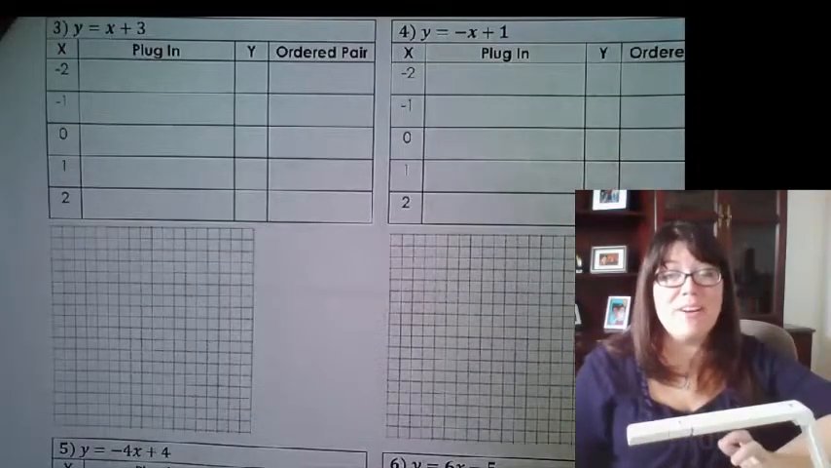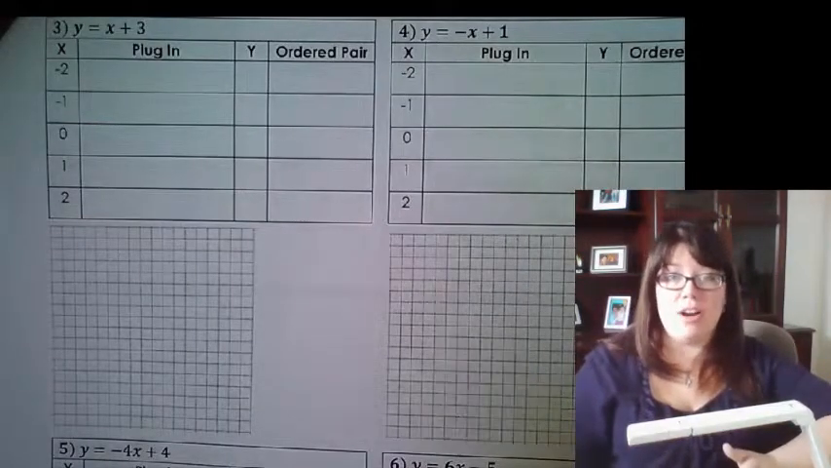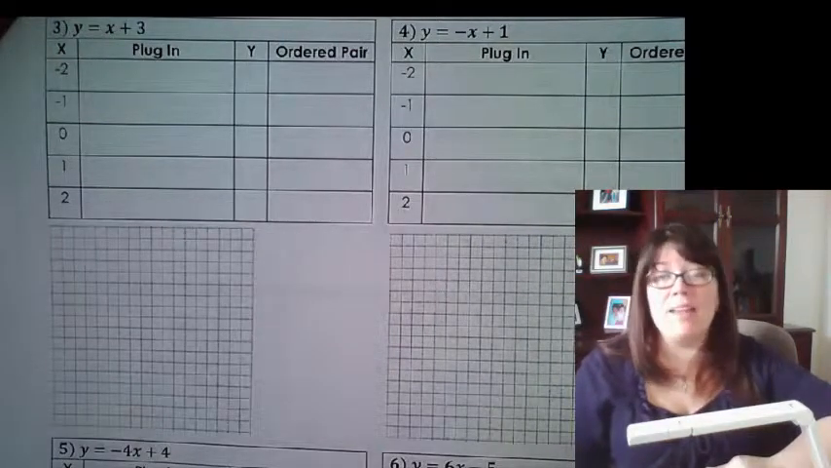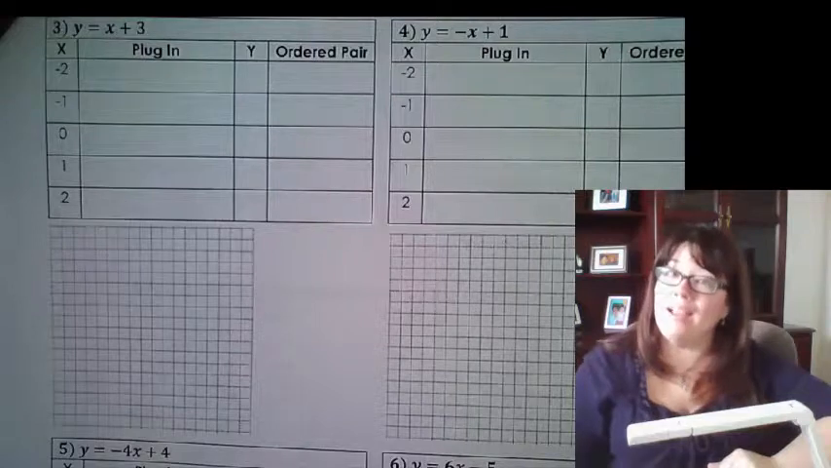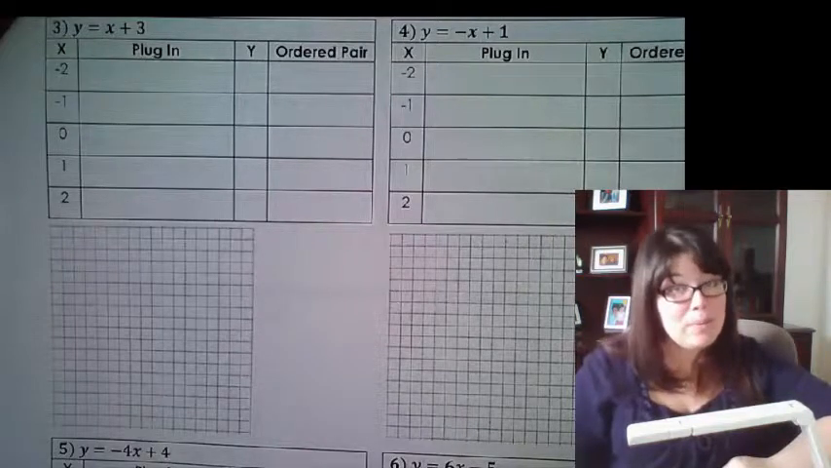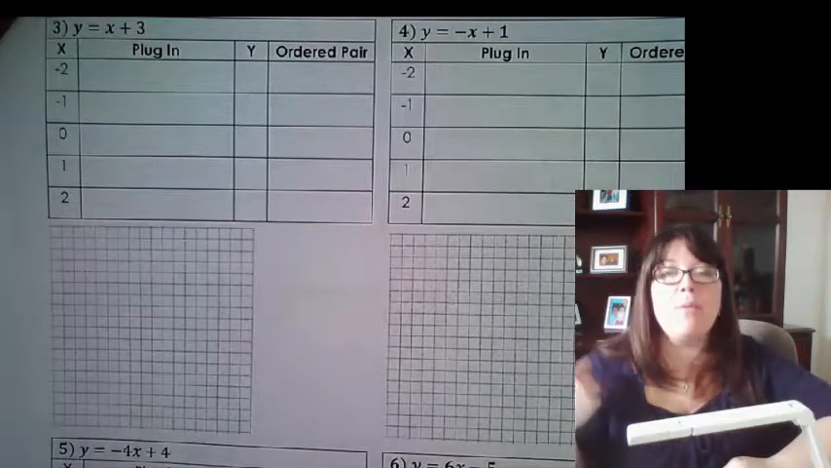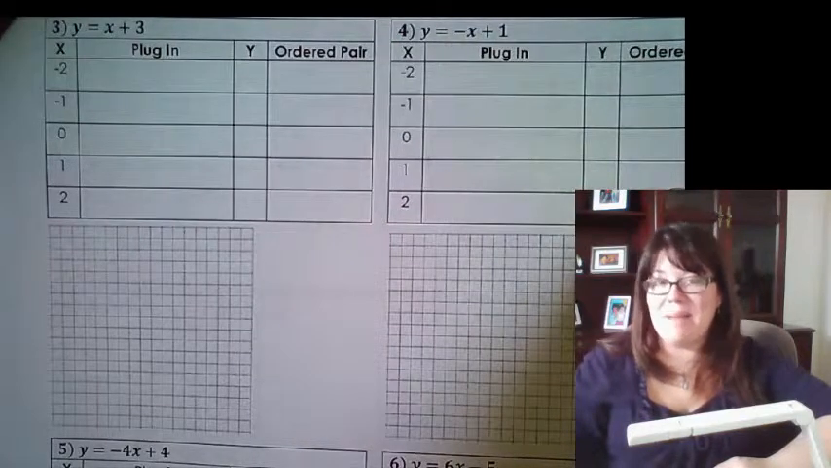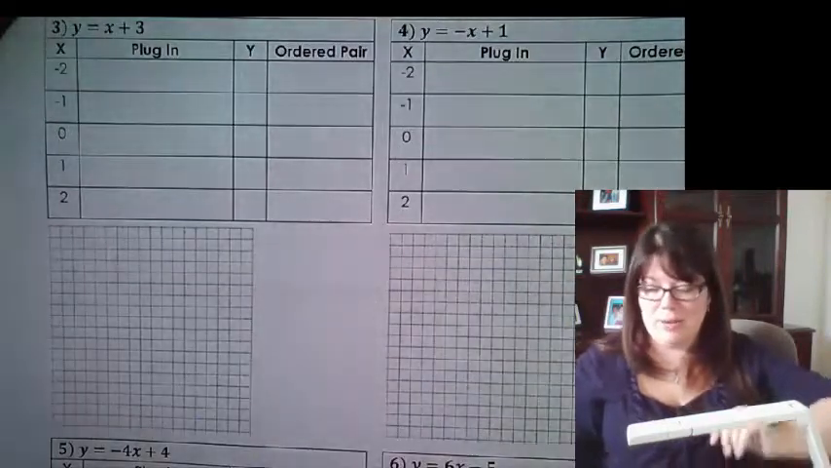Okay, so you've already seen the overview for how to use a T-chart or an input-output table to help you graph the points and connect them with a straight edge for a line. Let's take a look at one more example that you can watch me do. Then we're going to pause the video and let you try one on your own and then come back and check. Okay, so that's what we're going to be doing.